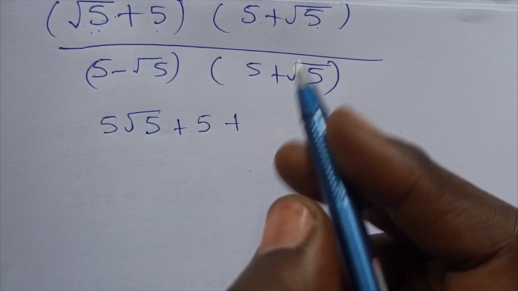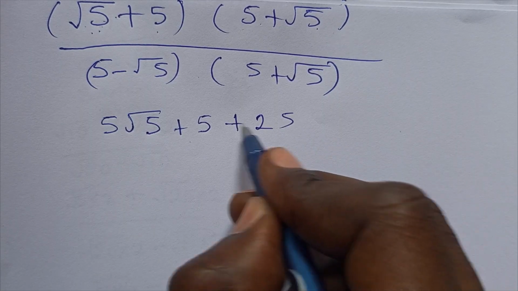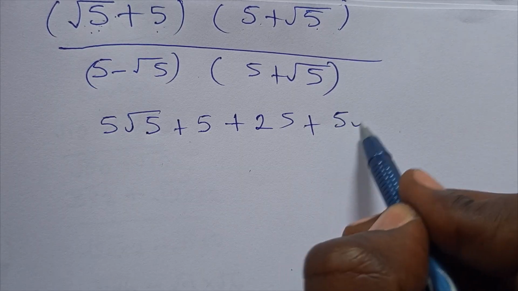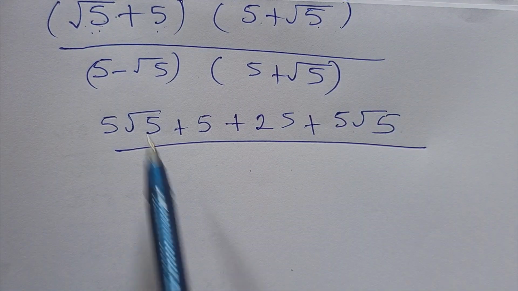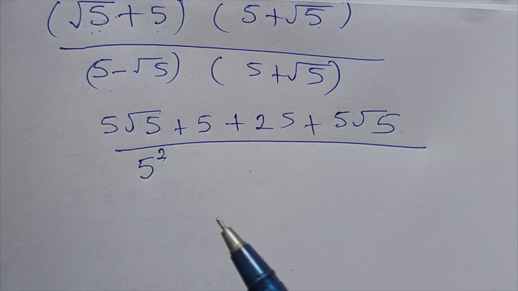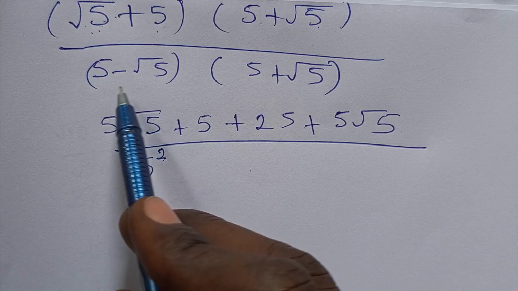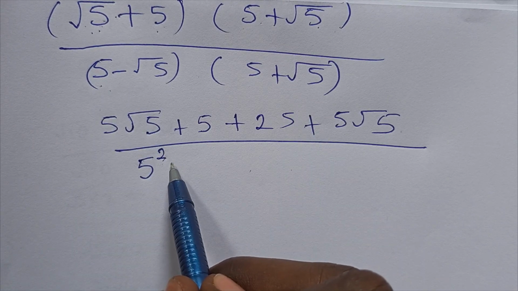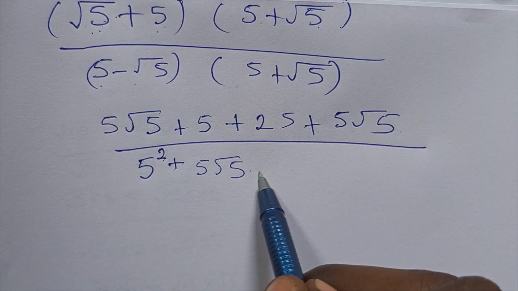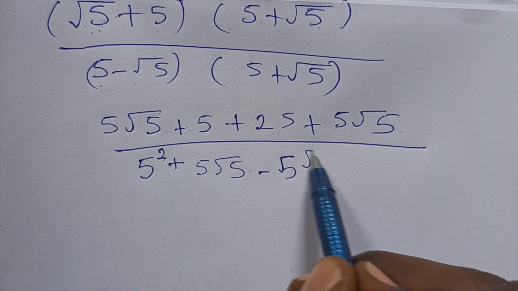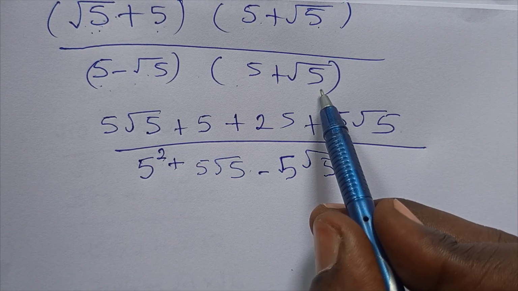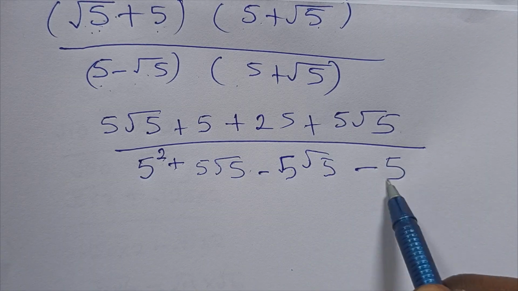So 5 times 5 is 25, plus 5 times root 5 is going to give us 5 root 5, all divided by, so 5 times 5 is 5 square, which is 25. This times this is going to be plus 5 root 5. This times this is going to be minus 5 root 5. So root 5 times root 5 is going to be minus 5.